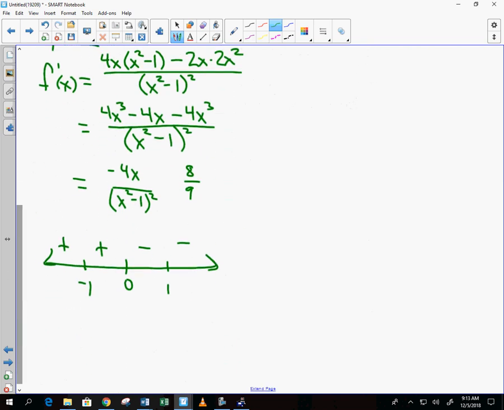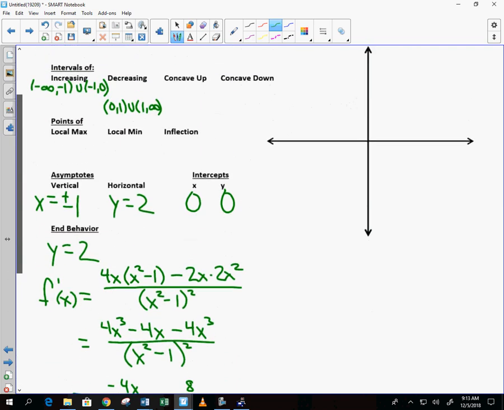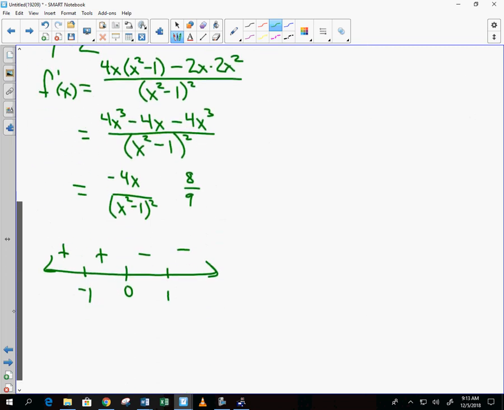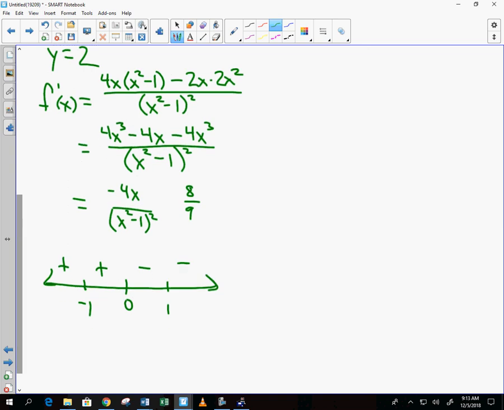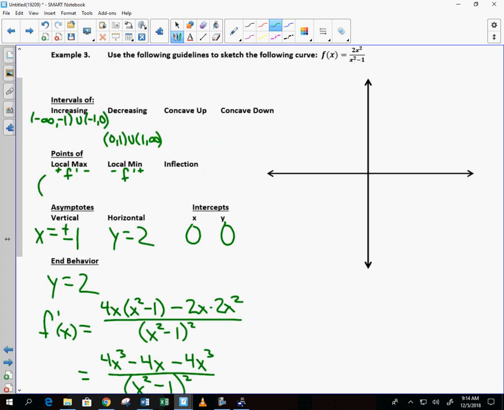So the local max occurs when f prime changes from positive to negative, and a min occurs where f prime changes from negative to positive. Do I have either of those situations here? I have a local max. Now be careful, folks. Are all these points in the domain? What points are not in the domain? Negative 1 and positive 1. So is 0 in the domain? Yes, it is. So therefore, I can include it as a local max point. It happens at a value of 0. Is there a local min? There is not a local min. Okay?